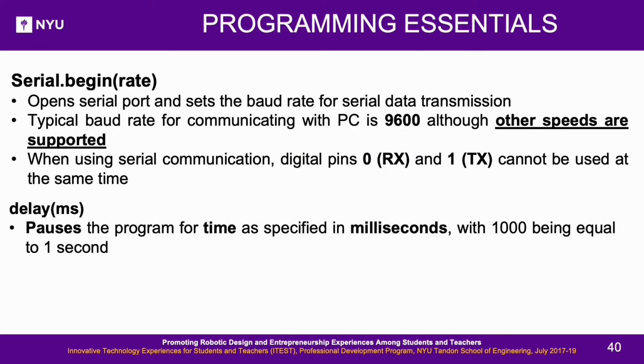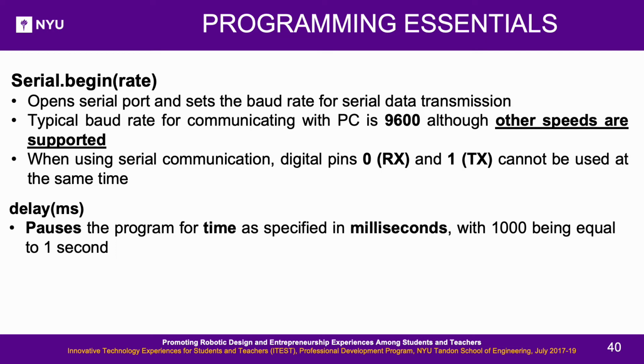Let us discuss how serial communication takes place through Arduino. Serial.begin(rate). This command opens the serial port and sets the baud rate for serial data transmission through the rate specified. A typical baud rate for communicating with a PC is 9600, although other speeds are supported. When using serial communication, digital pins 0, which is for RX, and 1, which is for TX, cannot be used at the same time.